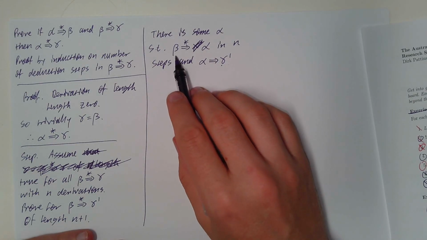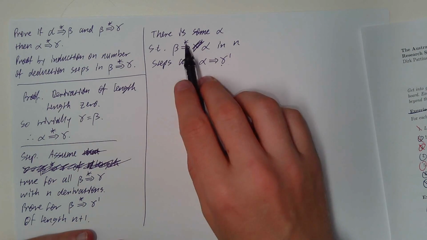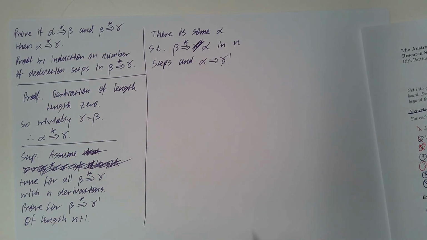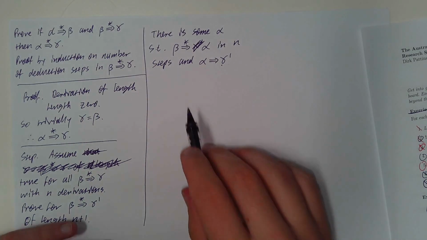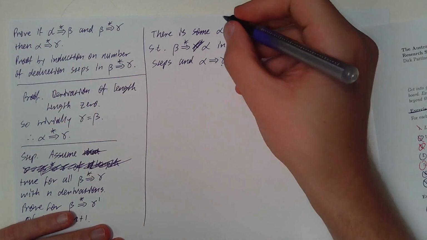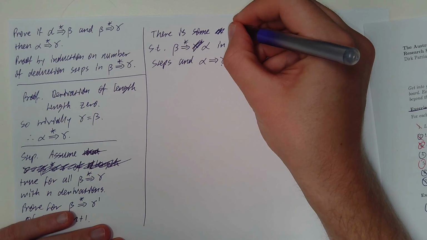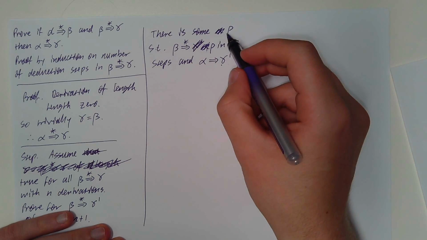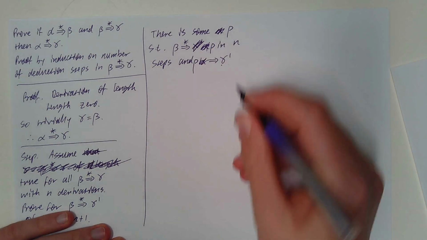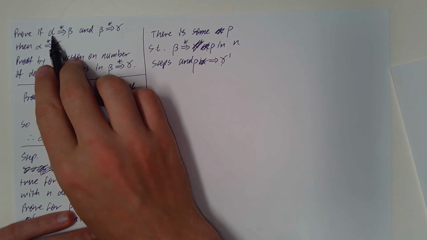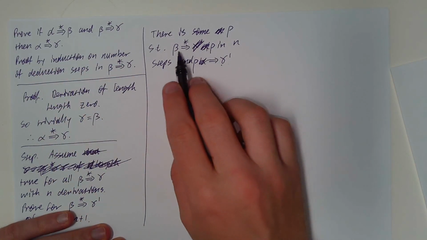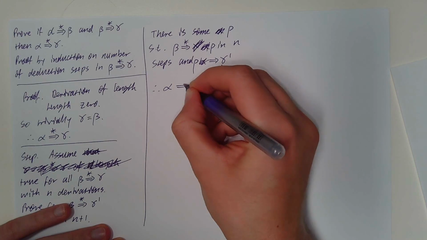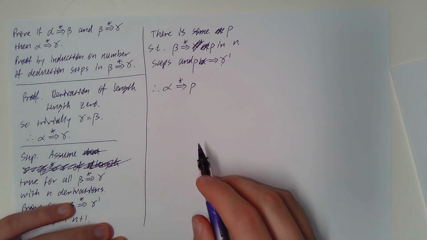Now, by our induction hypothesis, we assumed that this property was true for all derivations beta to alpha of length n. So, I'm sorry, I shouldn't have used alpha again, because I used alpha over here. I used a different Greek letter, rho. There we go. Some rho in the middle. There we are. So, if alpha goes to beta and beta goes to rho, and this derivation is of length n, then that means I can conclude alpha goes to rho by my induction hypothesis.